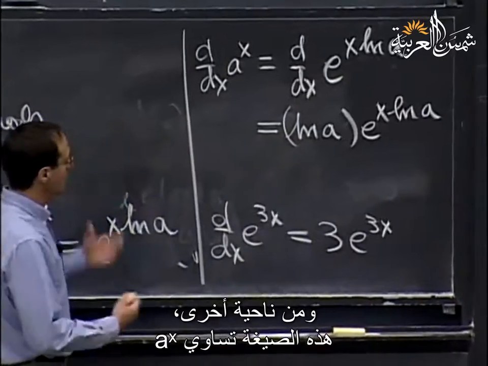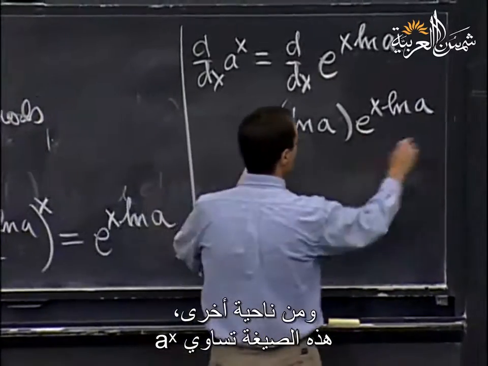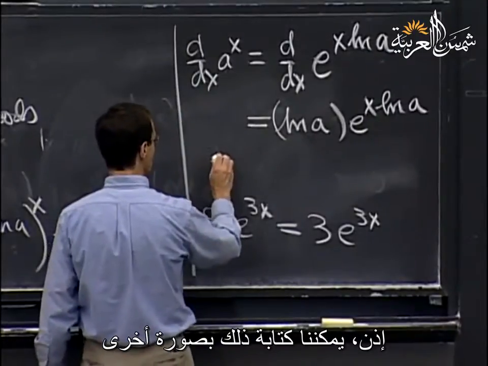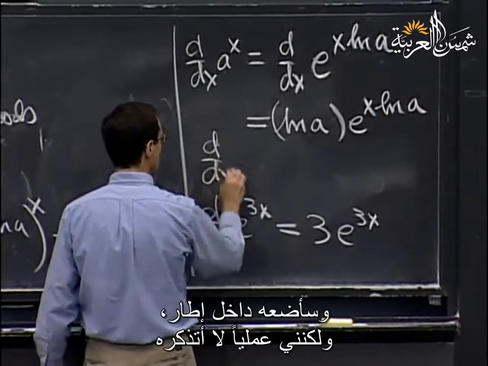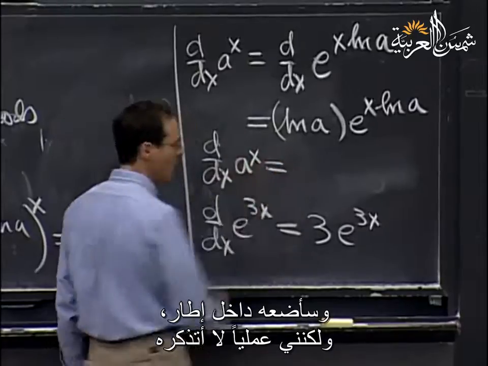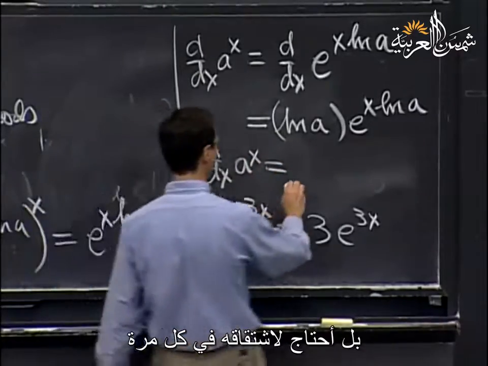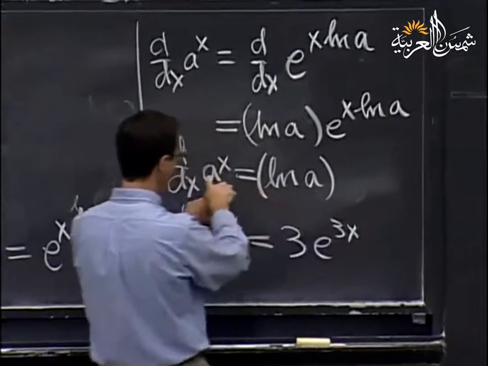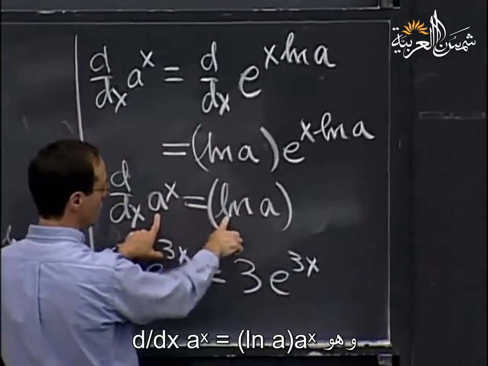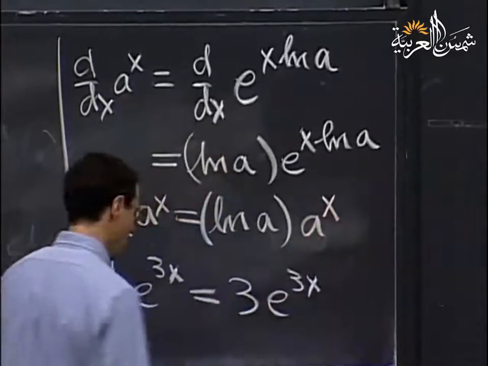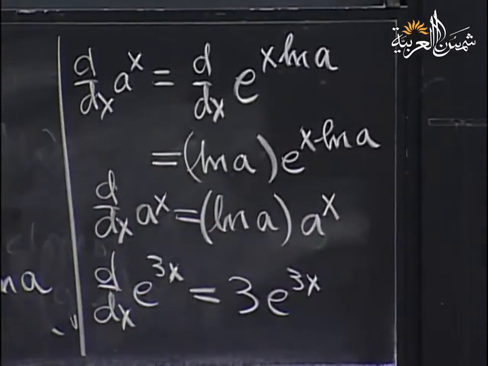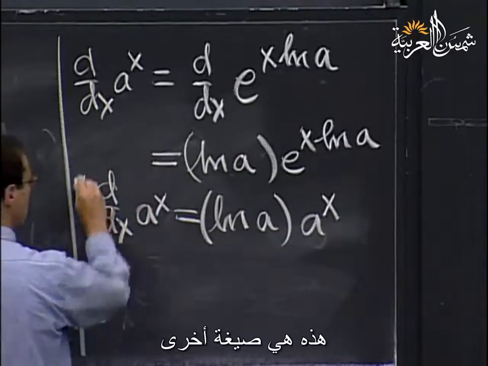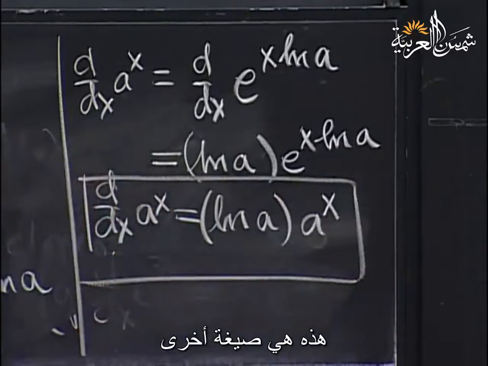On the other hand, this expression here was the same as a to the x. So another way of writing this, and I'll put this into a box, but actually I never remember this particularly. I just rederive it every time. Is this: the derivative of a to the x is equal to log a times a to the x. All right, now I'm going to get rid of what's underneath it here. So this is another formula.